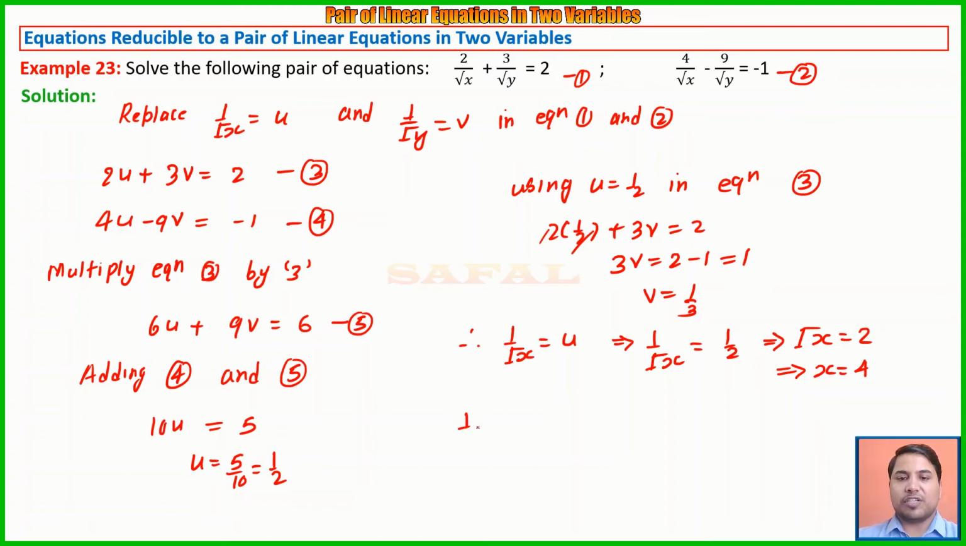Similarly, we know that 1 by root y is v. And v is 1 by 3. So here we have root y, so this is 1 by 3. So this will give me root y equals 3. So squaring both sides, I'll get y equals 9. So the value of x is 4 and the value of y is 9.